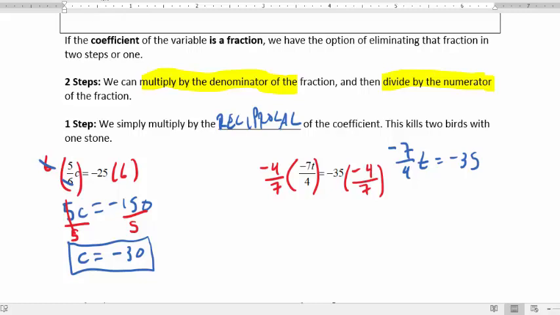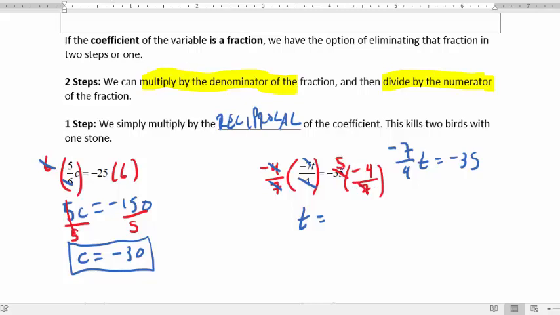So on the left, the idea is you get the cancellation, right? And a negative times a negative is a positive. So this just becomes t. And then over here, you can also do the cross cancellation if you remember doing this when we multiplied fractions.